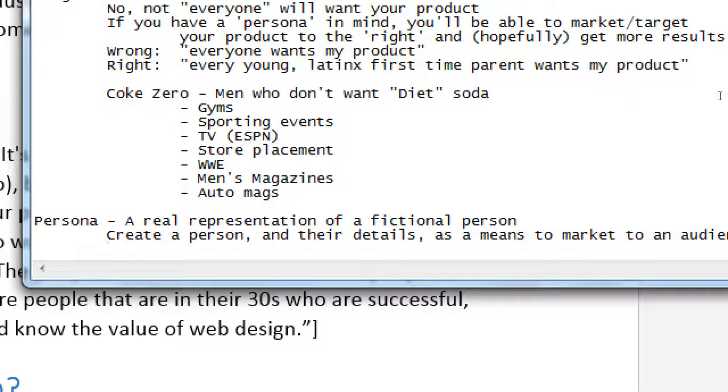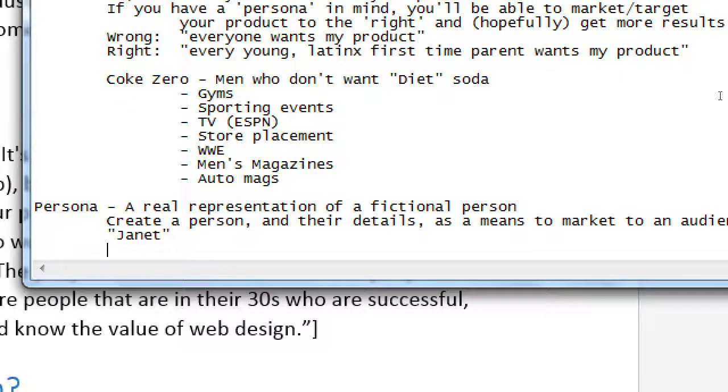So I'm going to create Janet. She's, you know, 40s to 60s. Actually, they're much more detailed. She's 46 years old.